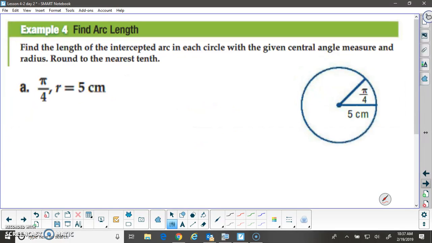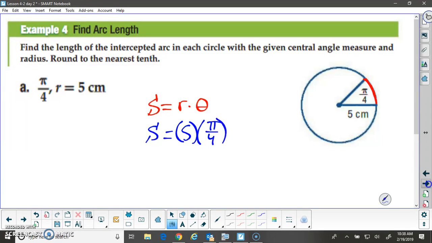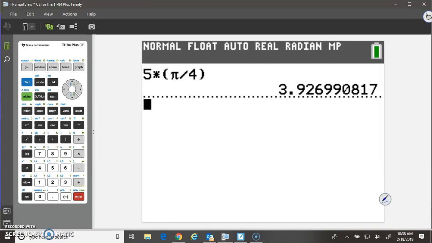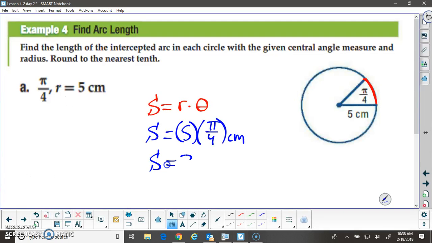So here's an example. We have a radius length of 5 centimeters. We have to find the curved length right here. We know the angle is pi over 4. Using the formula, we get our curved length to be 5 times pi over 4. This would be in centimeters. And so we get about 3.92 centimeters.